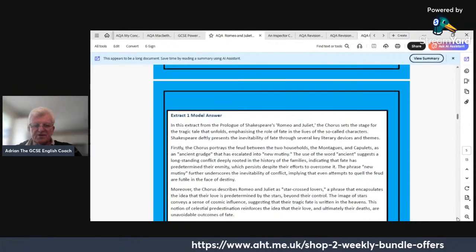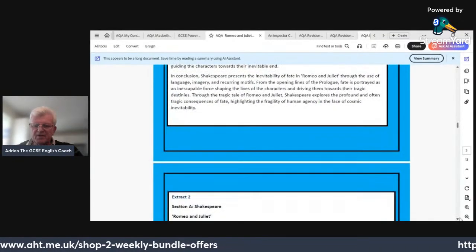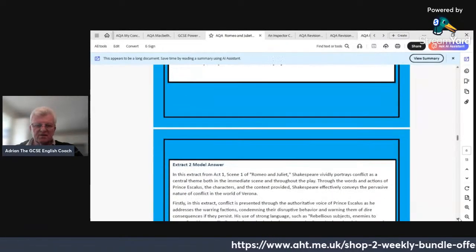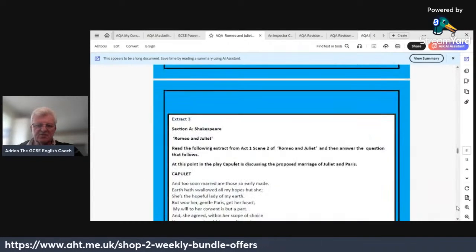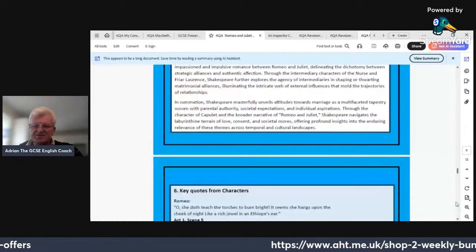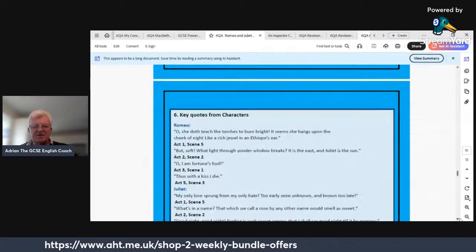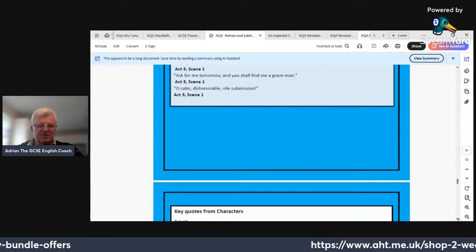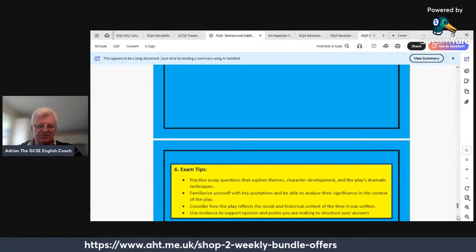Now that's an extract, and that requires a model answer. So I've now created a model answer for that particular question. And then I do another extract here, extract 2, and another model answer here. So in each of these, you can see quite a lot of information. It says the 3rd extract, and I think that's it for that. Now, from that, there are key quotes for the characters. And again, it can be done individually with Romeo and the key characters, Mercutio, and so on. So loads of information there that is all very helpful.